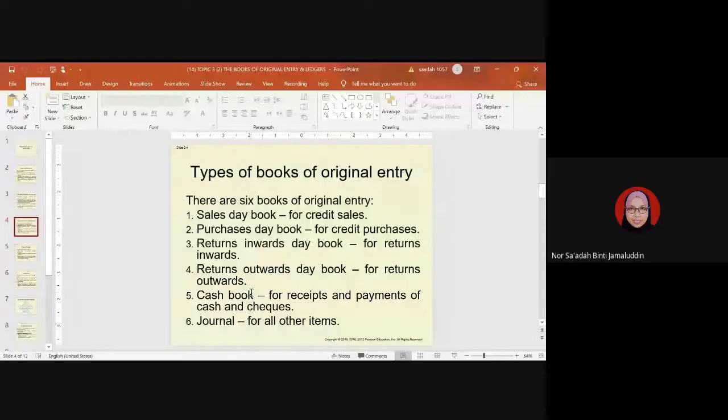Next is the cash book. The cash book is used to record all transactions for receipts and payments of cheques and cash. And the last one is the journal, or the general journal, for all other items. All the items not involved or not already recorded in books 1 to 5 above, you should record in the general journal.